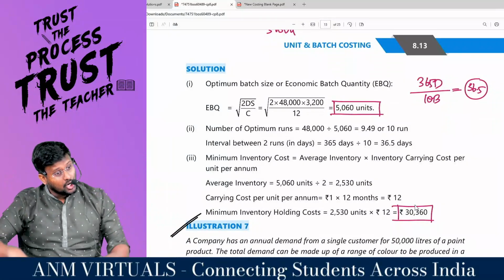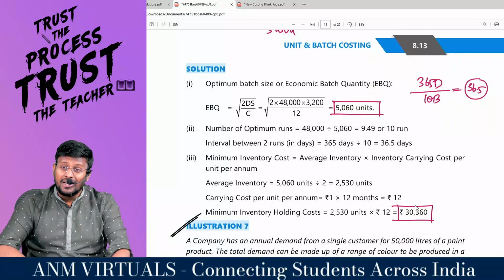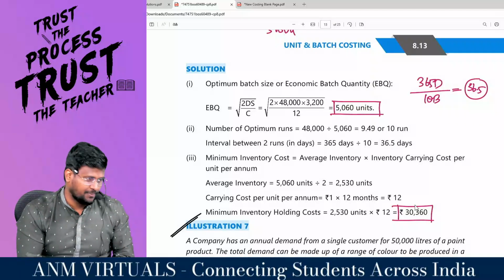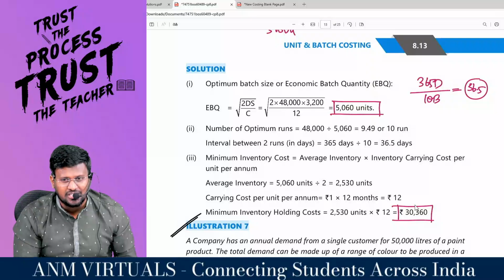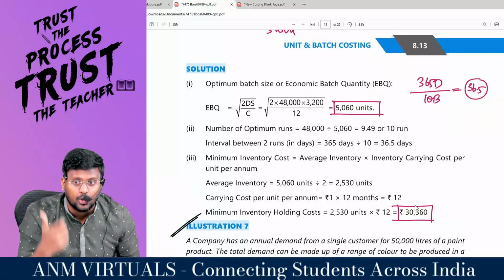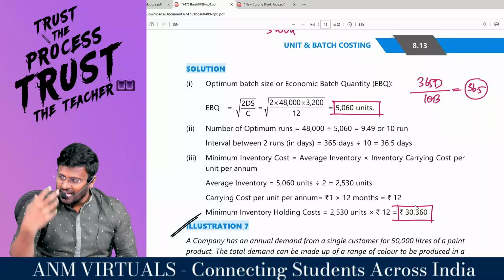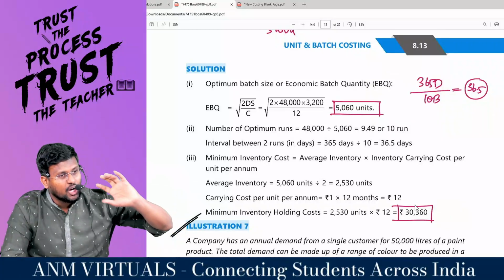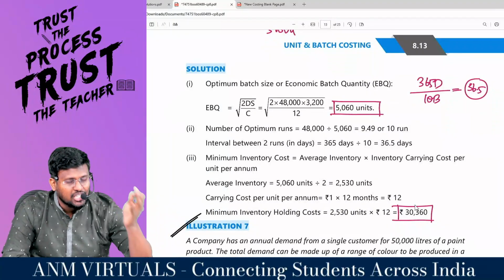There you will talk about raw material. That means after you prepare the raw material consumption budget, you will prepare the raw material purchase budget. So whether I have to purchase in one shot or in multiple lots, that's what economic order quantity, EOQ, is. That is from the angle of the raw material. Here it is EBQ. It is from the angle of the finished goods. This is economic batch quantity.